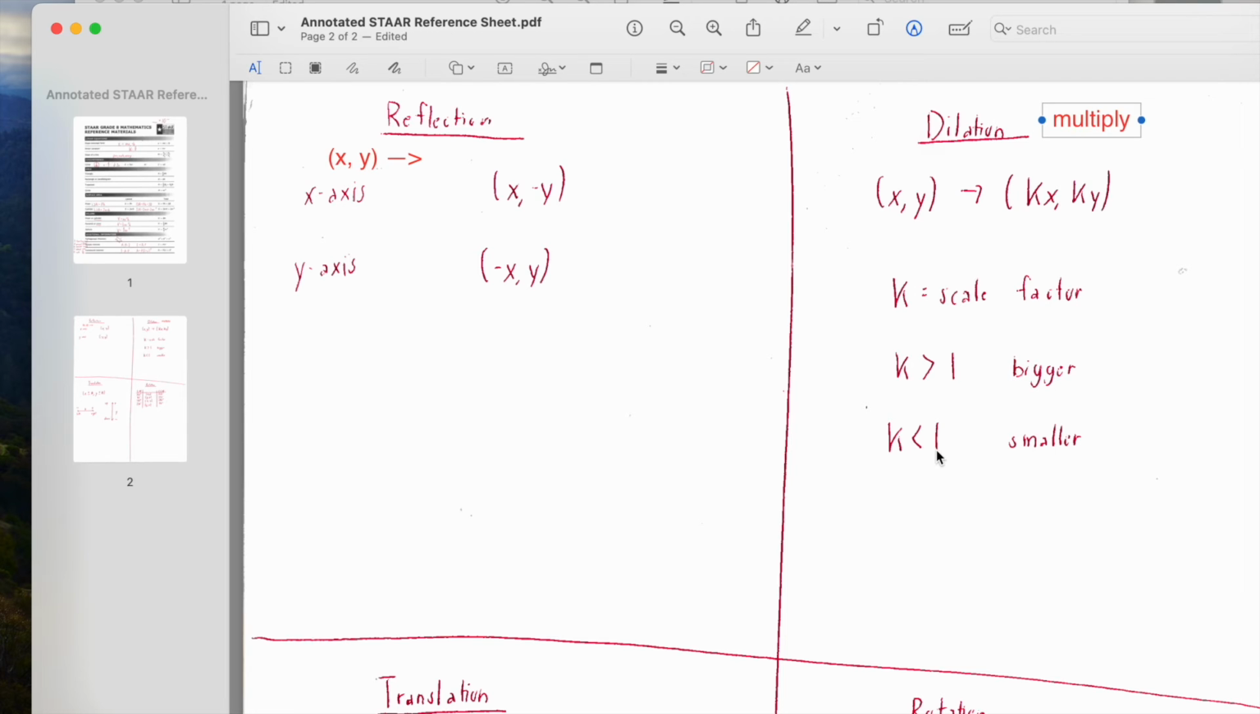If the number is smaller than 1, whether it's a decimal or a fraction, the shape gets smaller. Some examples could be 0.5x comma 0.5y. Sometimes our answer choices or our scale factor or rule will be given like that, and other times they'll be given as a fraction, like 1/2 x comma 1/2 y.